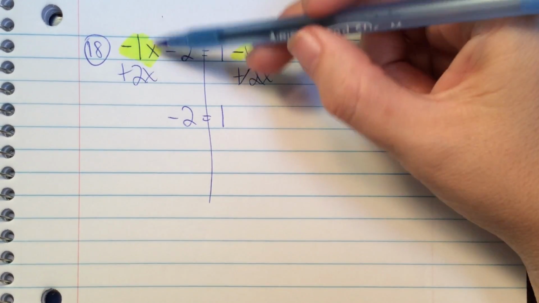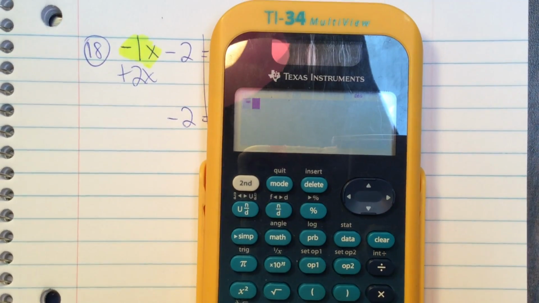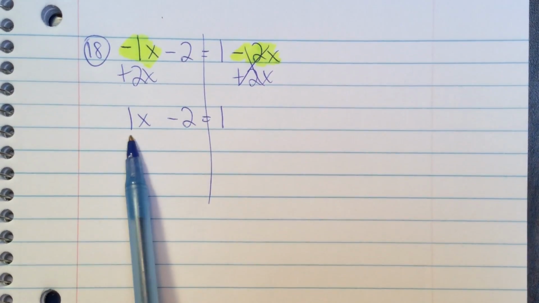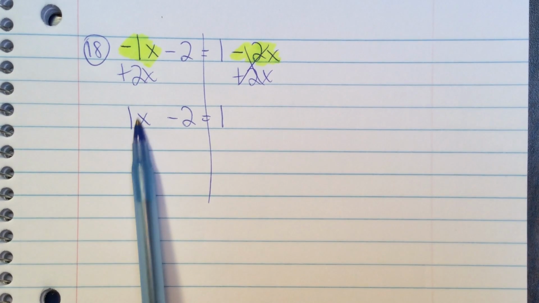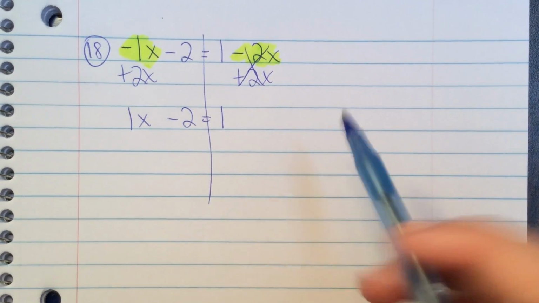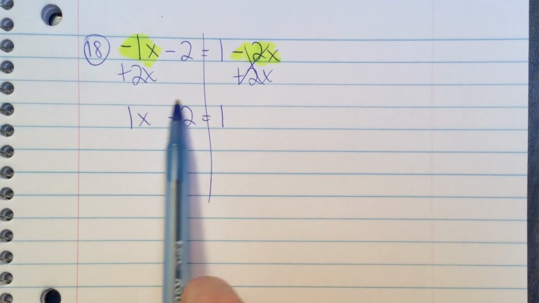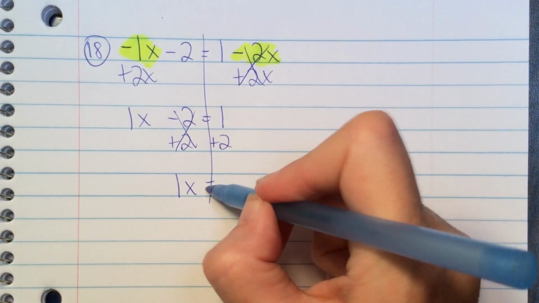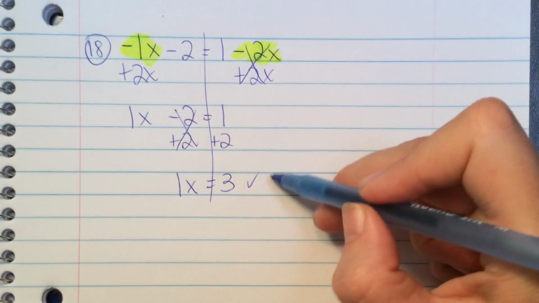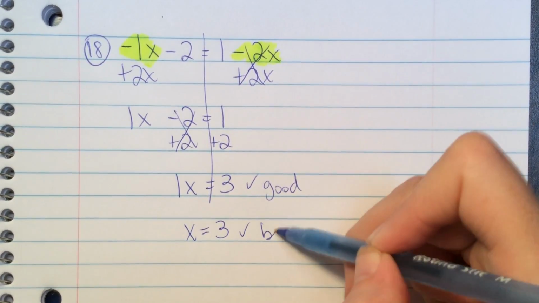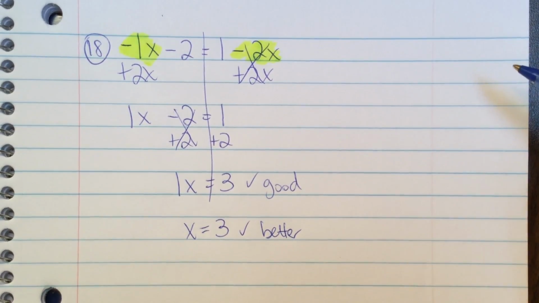And now I just need to add these. So I have negative 1 plus 2, and I got 1x. Again, I'm going to write it, even though I don't really need to write the 1x. I could just write x, but I'm going to write it for a little bit. So I'm going to get rid of the negative 2, or the minus 2. I'm going to add 2. So I have 1x equals 3, and this is fine, but I'm going to rewrite it without that, and it's better. So x equals 3.